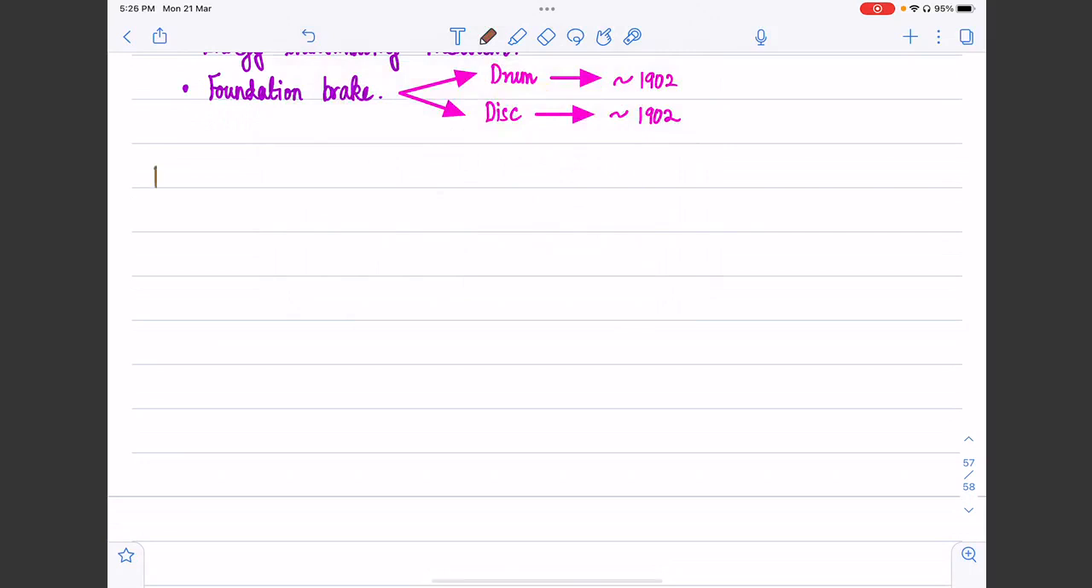But now let's move on to the technical analysis of disc brakes and drum brakes. First, let's look at drum brakes, then we'll look at disc brakes, and then we will look at a comparison of both from a performance specifications perspective.